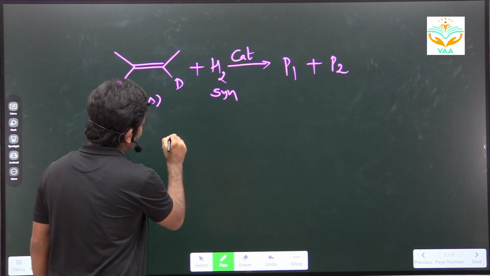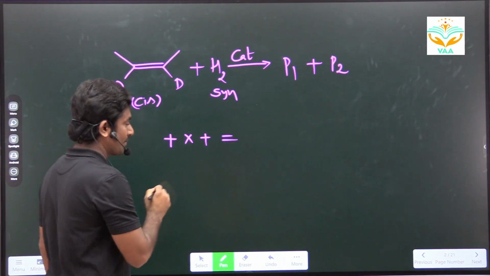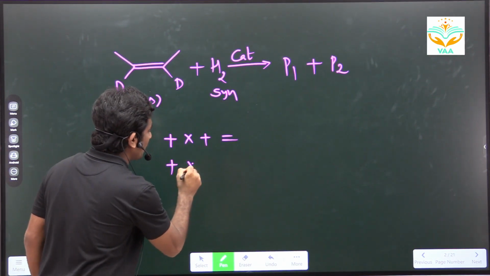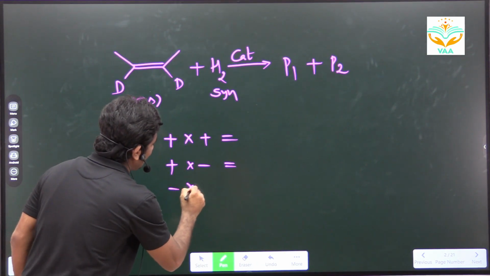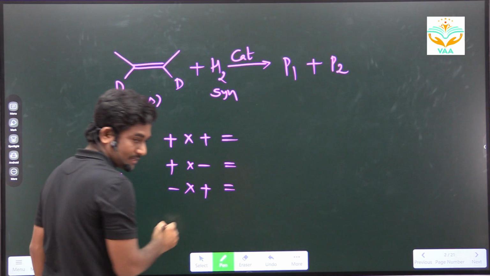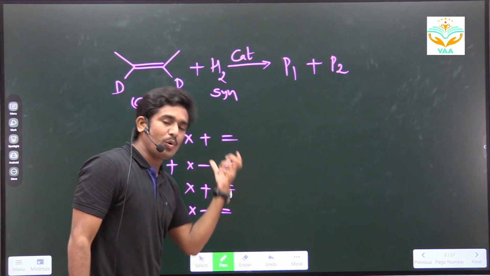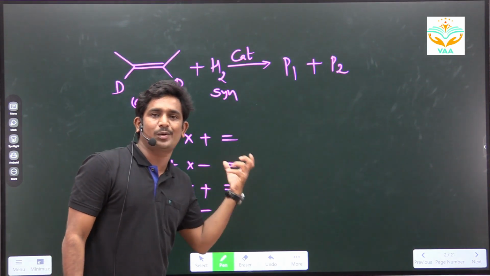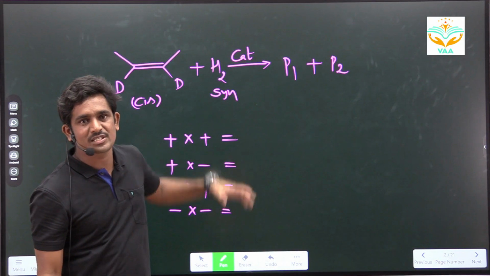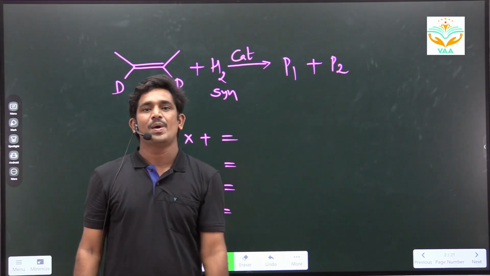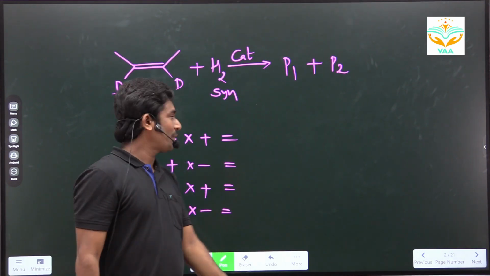Look at it. If you take plus into plus, what you will get? And plus into minus, what you will get? And minus into plus, what you will get? And minus into minus, what you will get? If you know these simple mathematical rules, you can solve not only these addition reactions, but also elimination reactions in very, very less time. Okay, right.